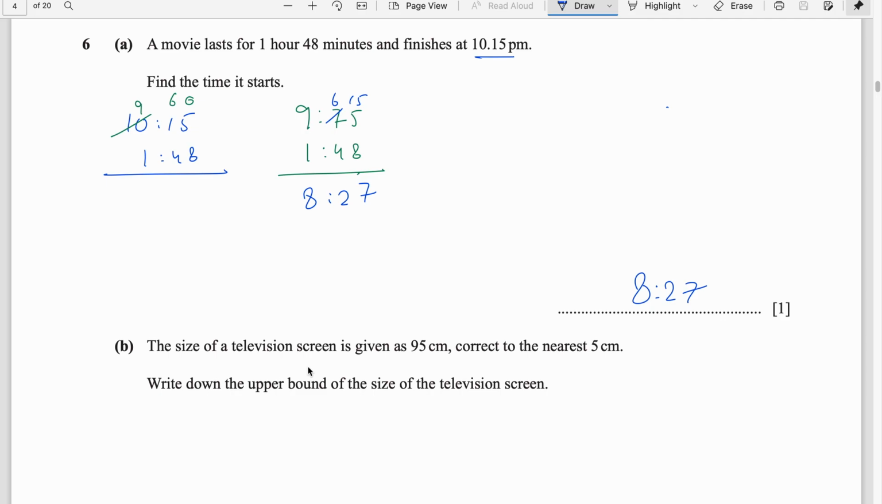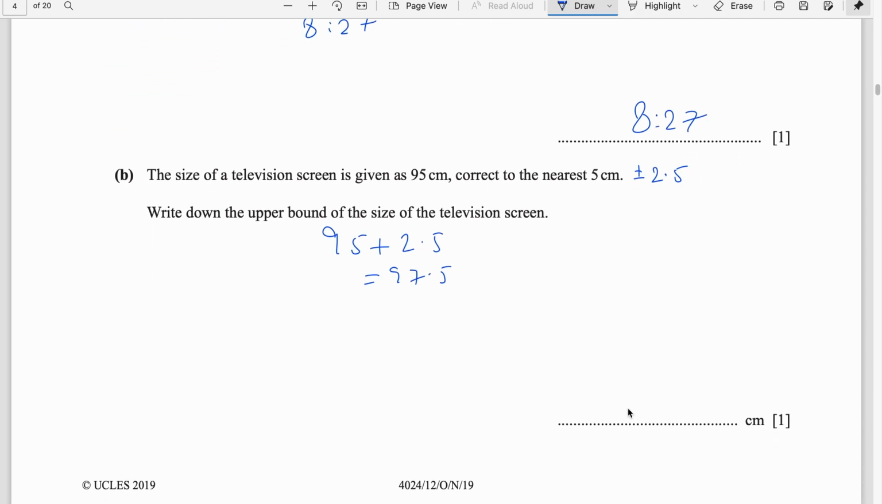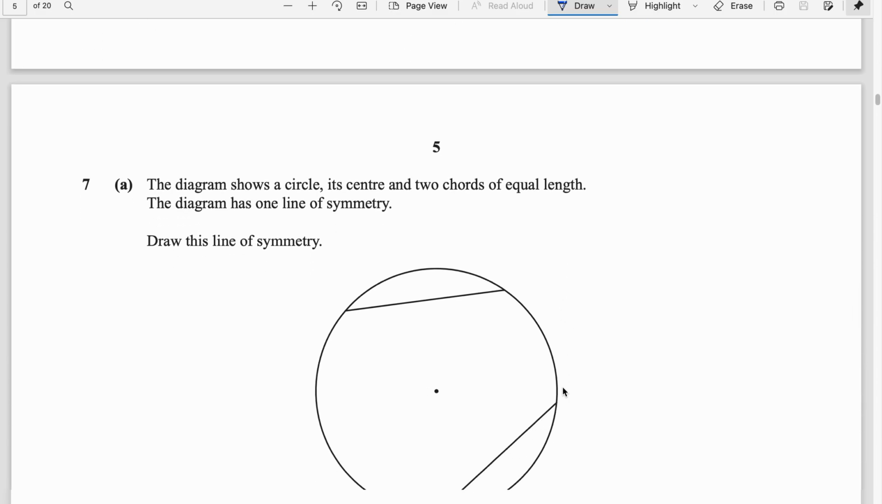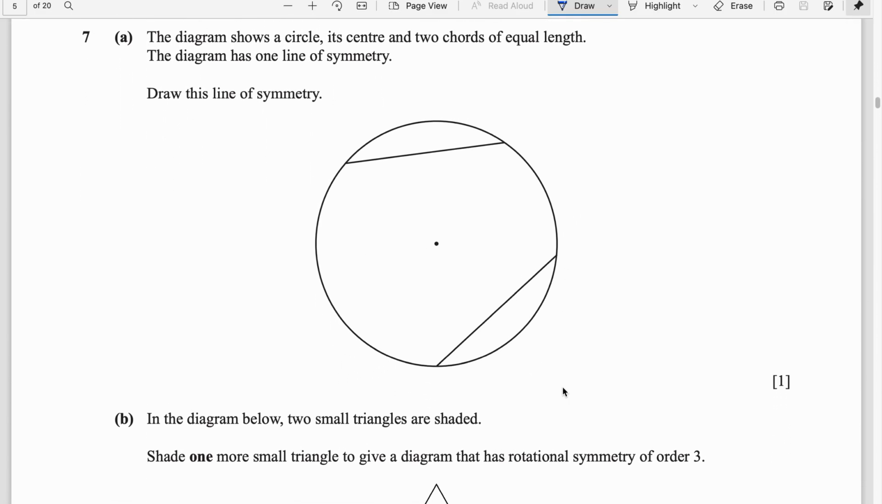The size of the television screen is given as 95 centimeters, correct to nearest 5 centimeters, which means plus minus 2.5. Write down the upper bound. So 95 plus 2.5, 97.5. Write your answers in the answer space.